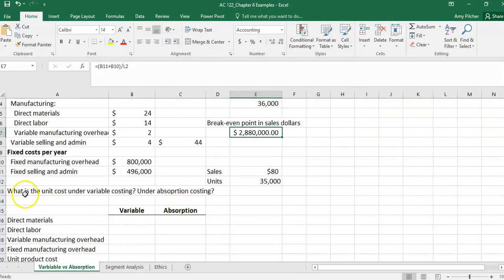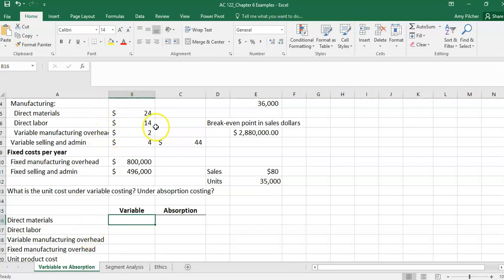Now we're going to look at the unit cost differences under variable costing and absorption costing. If you remember from the PowerPoint lecture, the difference between variable and absorption costing is how we treat fixed manufacturing overhead. In variable costing, the fixed manufacturing overhead is not included as part of the product cost. Under absorption costing, it is included as part of the product cost. Remember, absorption costing is the costing we use under US GAAP and IFRS rules.